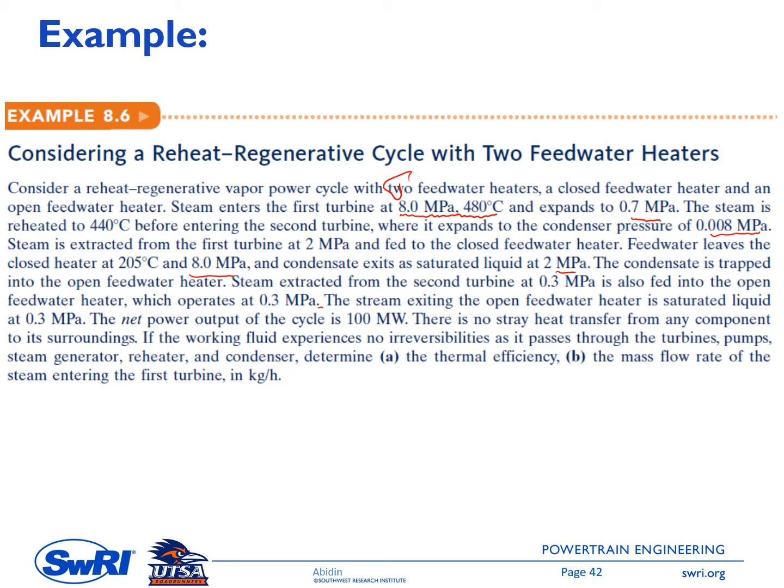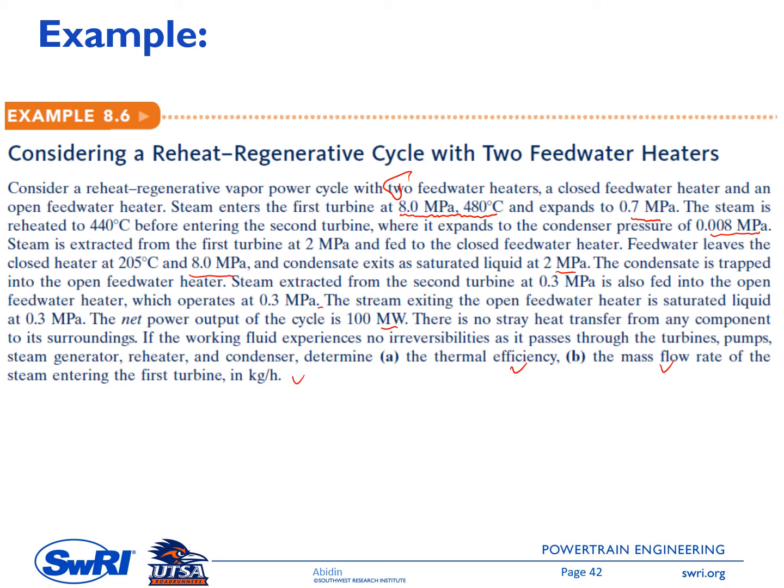The net power output of the cycle is 100 megawatts. This is also the same as the previous one. There is no stray heat transfer, so no heat transfer from any component to its surroundings. If the working fluid experiences no irreversibilities as it passes through the turbines, pumps, steam generator, reheater, and condenser, determine first the thermal efficiency, and then the mass flow rate of the working fluid in kilograms per hour. The questions are also the same here: what is the thermal efficiency of the system and what is the mass flow rate?